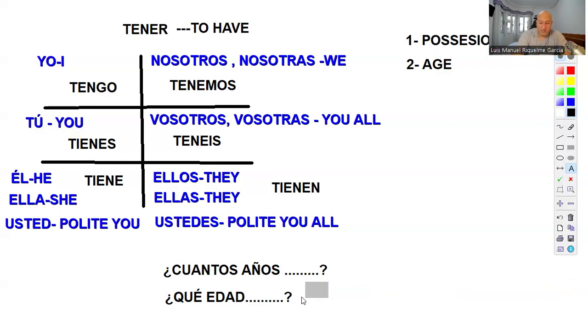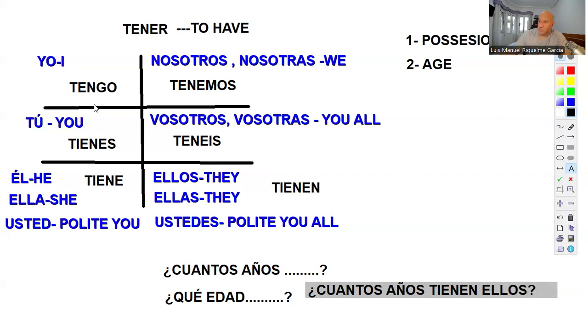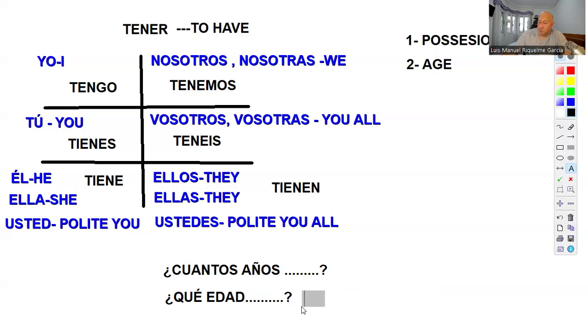How old are they? ¿Cuántos años tienen ellos? So I'm just using different forms of tener because I'm asking about a he, a she, a they. But it's always ¿cuántos años? If I prefer to use the other question, that's okay. ¿Qué edad tienes tú? What age are you?